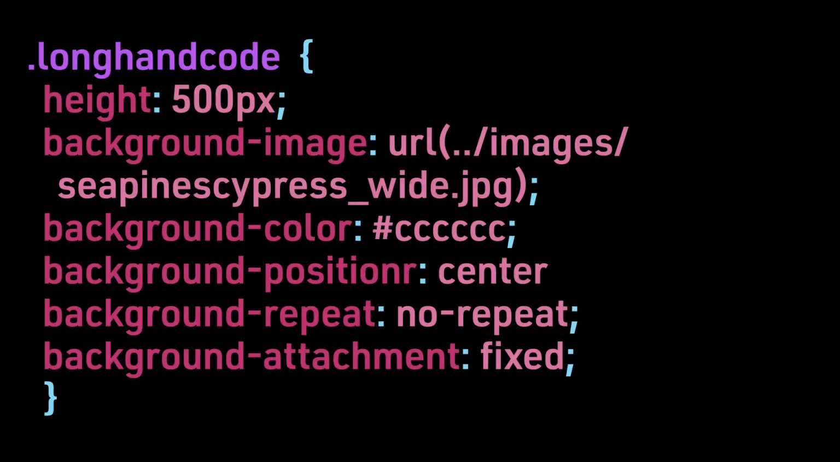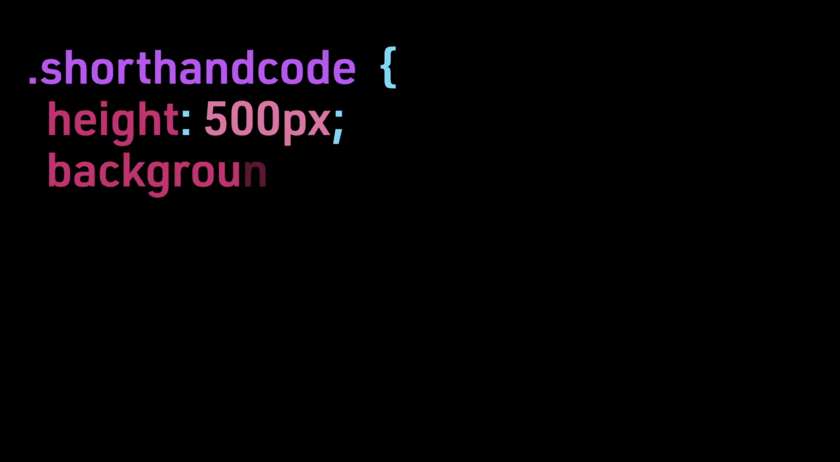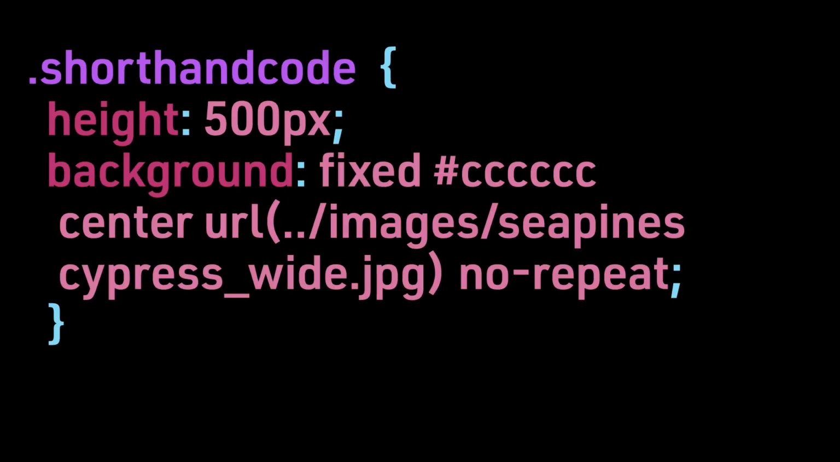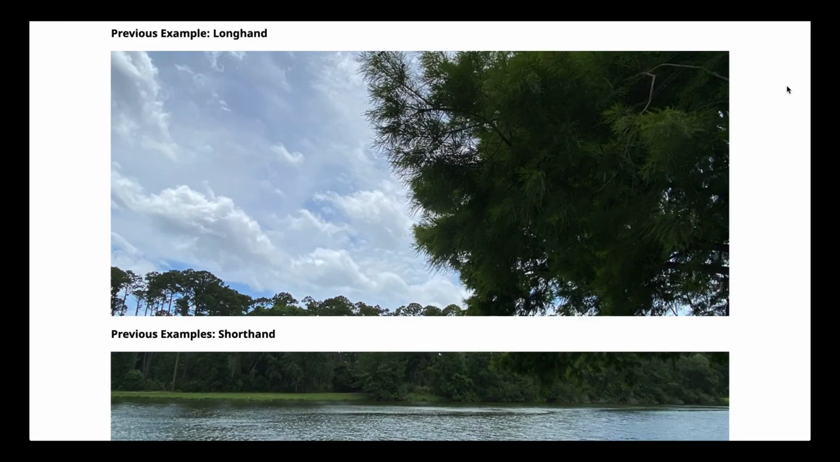Working with previous examples, let's see if we can clean up the code. Here's the CSS from a previous example. Height is modified for the layout of this demo page. And now the same CSS using our shorthand. As you can see, we have reduced the amount of lines of code to achieve the same result.